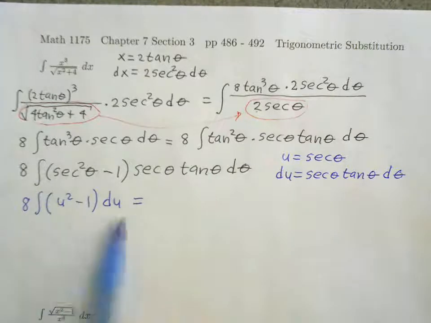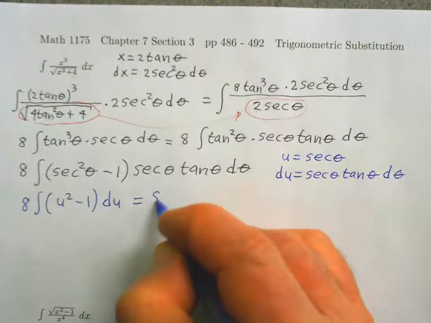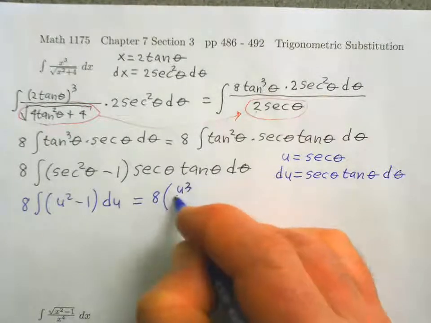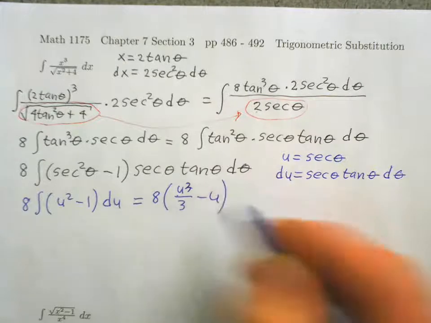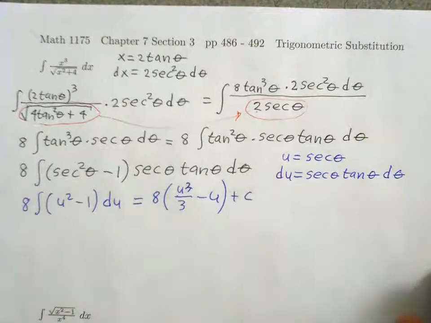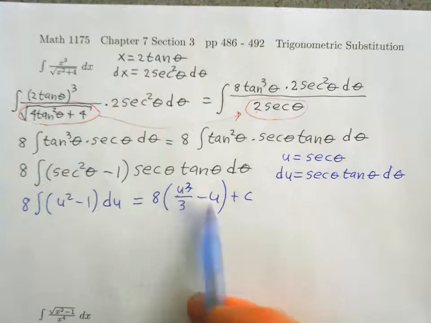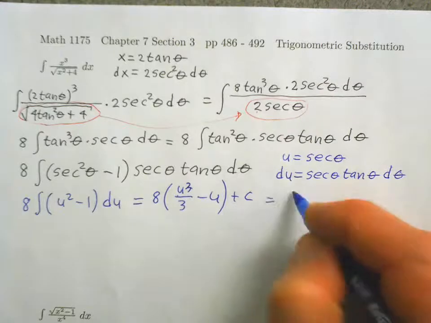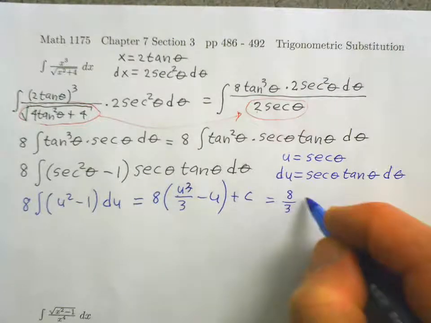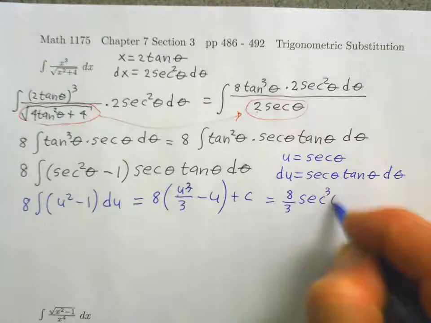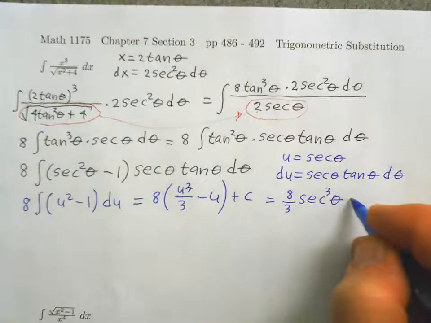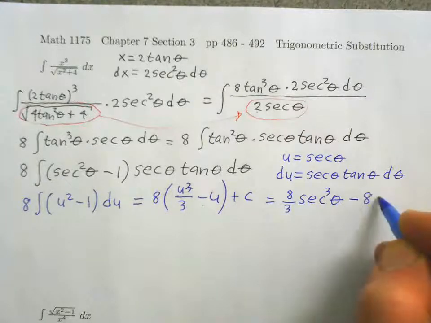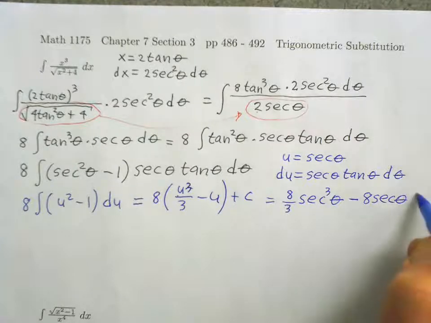So this is a simple integral to evaluate. So we have 8 times u to the third over 3 minus u, plus a constant. And now we're going to replace u back with secant of theta. So I'll just write this as 8/3 times secant of theta to the third minus, instead of minus 8 times u, I'm going to write minus 8 times secant of theta, and then plus a constant.